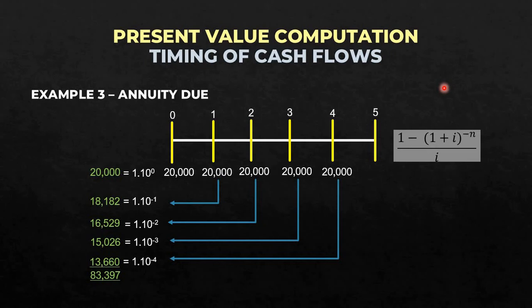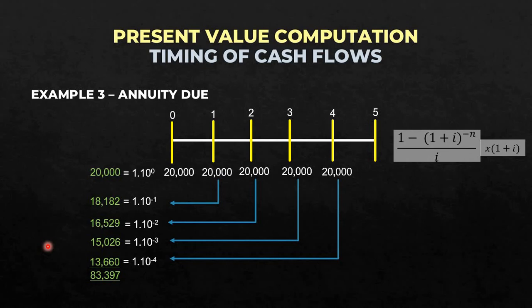So, yun yung 1 minus 1 plus i raised to negative n, divided by i. Yun nga lang, meron tayong additional. Maidudugtong tayo dyan, which is times 1 plus i. So, kapag dinagdag natin tong additional na to, eto na yung pinaka-formula natin for the present value ng annuity due. So, eto yung gagamitin natin para makompute yung 83,397 ng isang bagsakan.